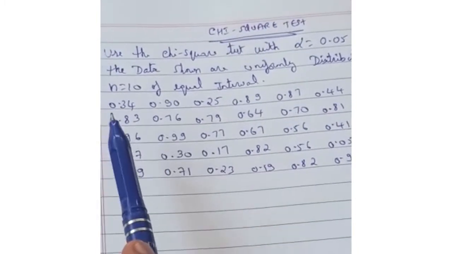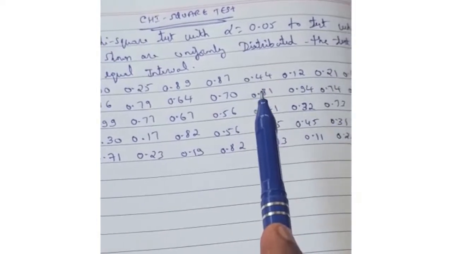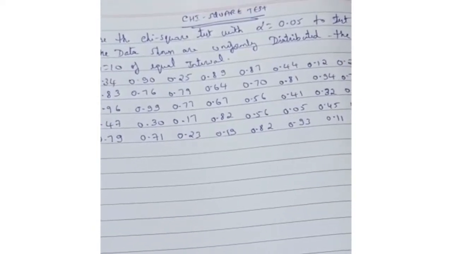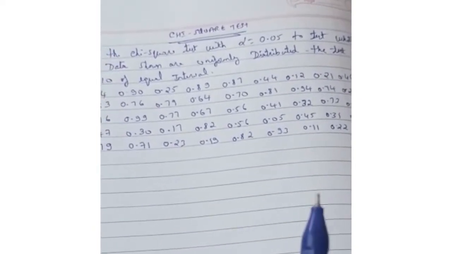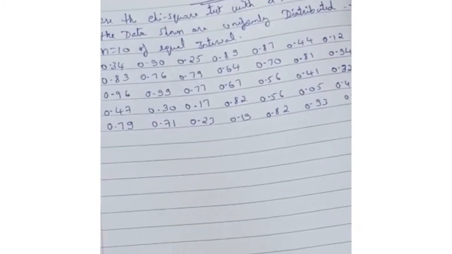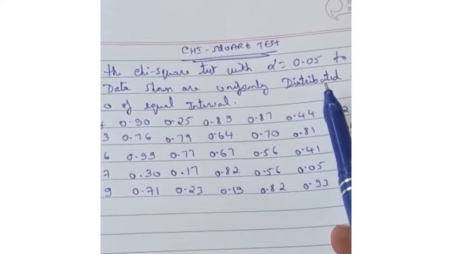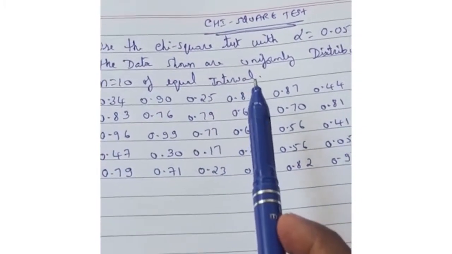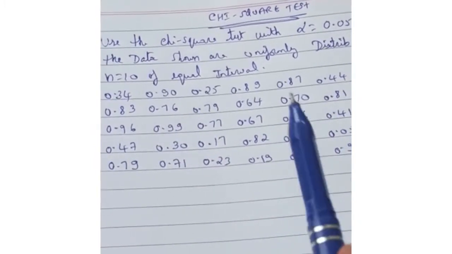0.34, 0.90, 0.25, 0.89, 0.87, 0.44, 0.12, 0.21, 0.46, 0.67, and it goes on. So just check the data. Now let's see how we can solve this particular problem using the chi-square test. First, you can see it's given that alpha equal to 0.05, that is the level of significance value, and n equal to 10 of equal interval, meaning these 50 values you have to divide so that we get 10 classes.